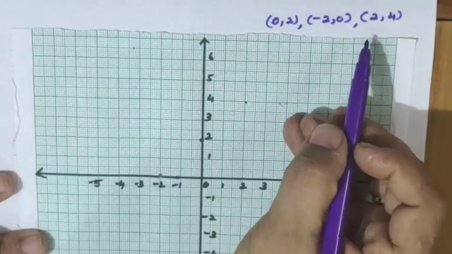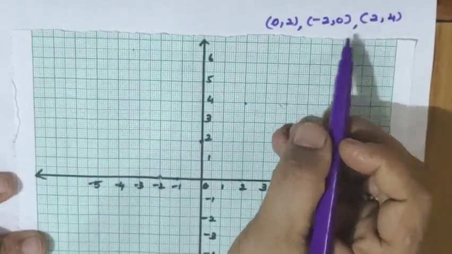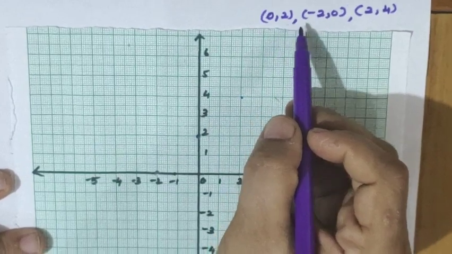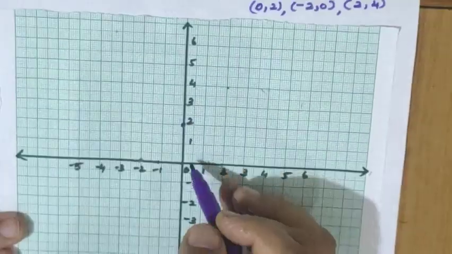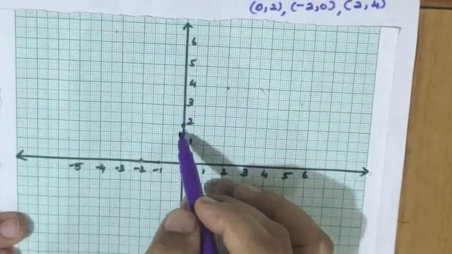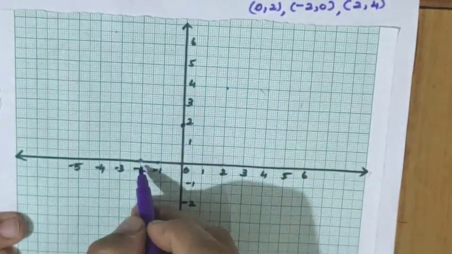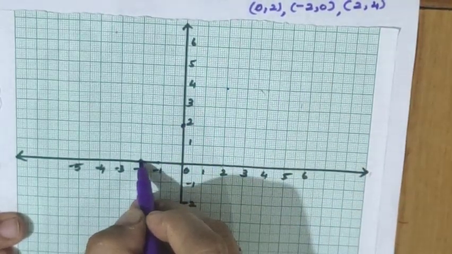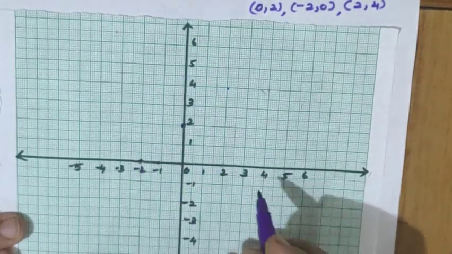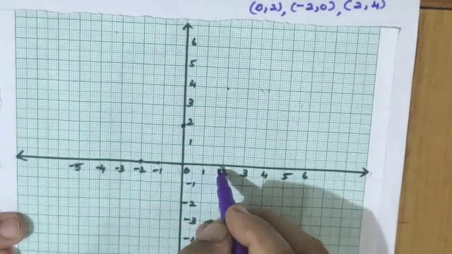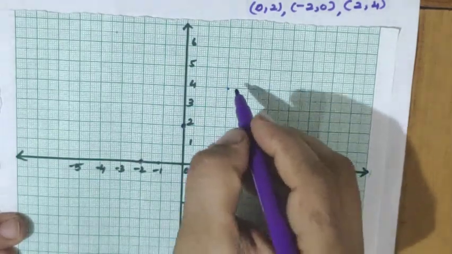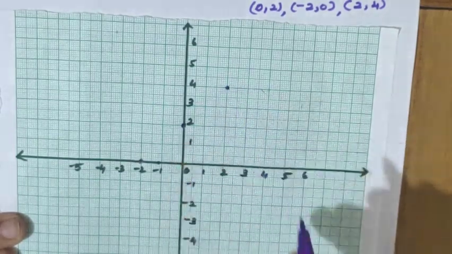So solutions means that the 3 points whatever I calculated are written here. 0 comma 2, that is the first point, so I marked here 0, 2. Next is minus 2 comma 0, so minus 2 here and 0 only, so there is no movement here, dot comes. Next 2, that means right side to 2, and again 4, so here 2 comma 4.